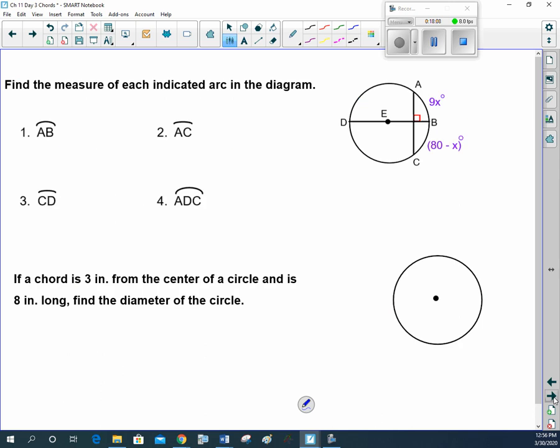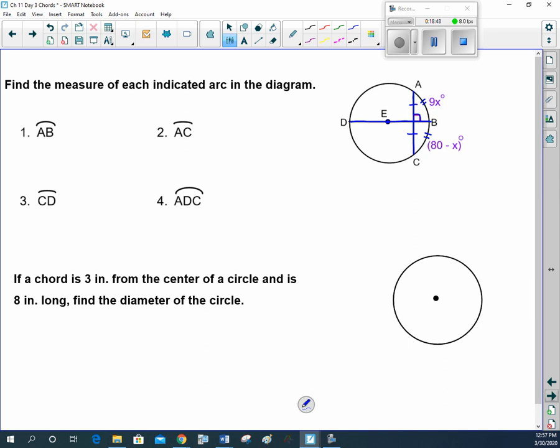Okay, here's another one. It says find the measure of each indicated arc in the diagram. So we just need to make sure that we're following our theorems and we can assume that things are equal. Right here's the center of our circle. We have a diameter that goes through that center and it's perpendicular to another chord. So our theorem says if it's a diameter and it's perpendicular, this chord is bisected and these two arcs are congruent because the main arc's bisected also. So we're trying to find the measure of arc AB.